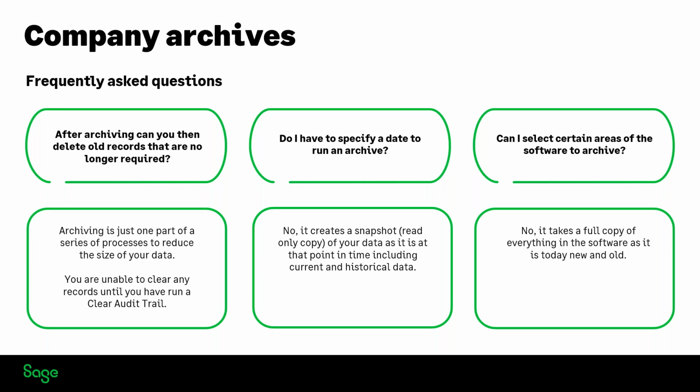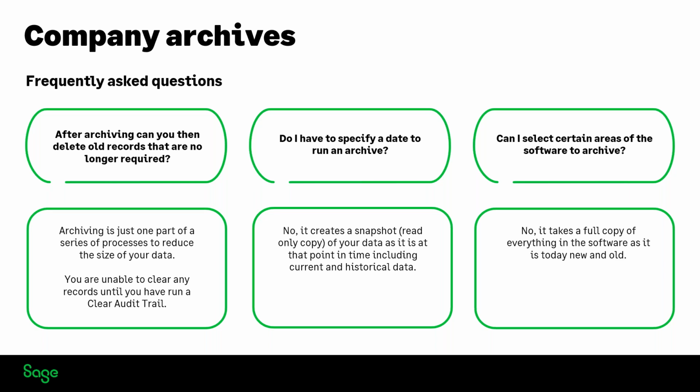Third question, and it's again a very common one: can you select certain areas of the software to archive? The simple answer to that one is no. It will take a full copy of everything in your company data. So it doesn't matter whether it's historical information, whether maybe you've entered some future transactions, or your current information, it takes a copy of everything.